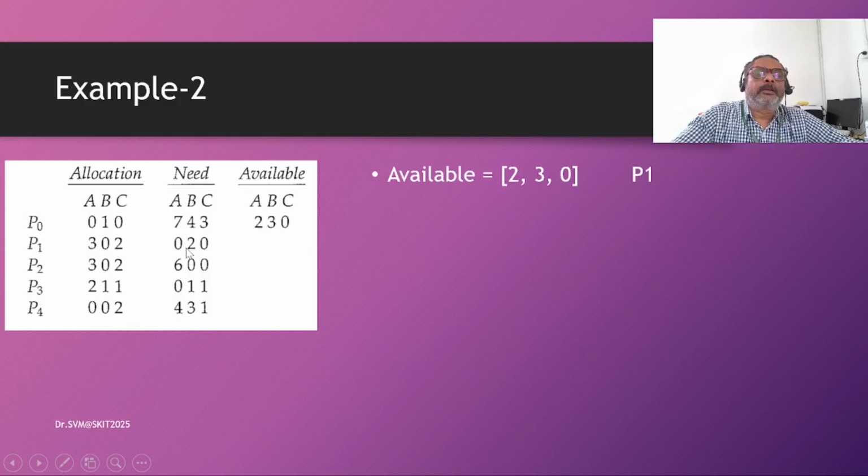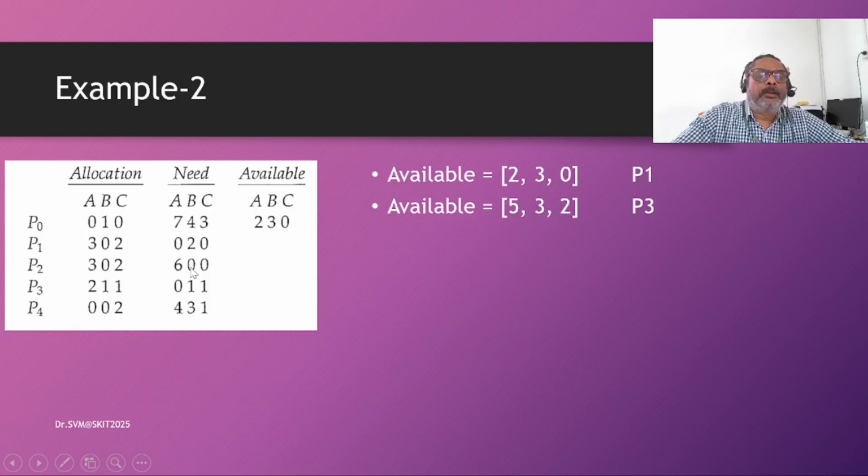So P1 gets 020 and then it continues its execution, and once it is completed, the allocated 1302 which were already allocated will be released along with these 2 units of B. So that makes totally 5. So 3 instances of A are released. 2 were available earlier, now it becomes 5. For B, nothing changed, and C increased by 2. So now we have 532.